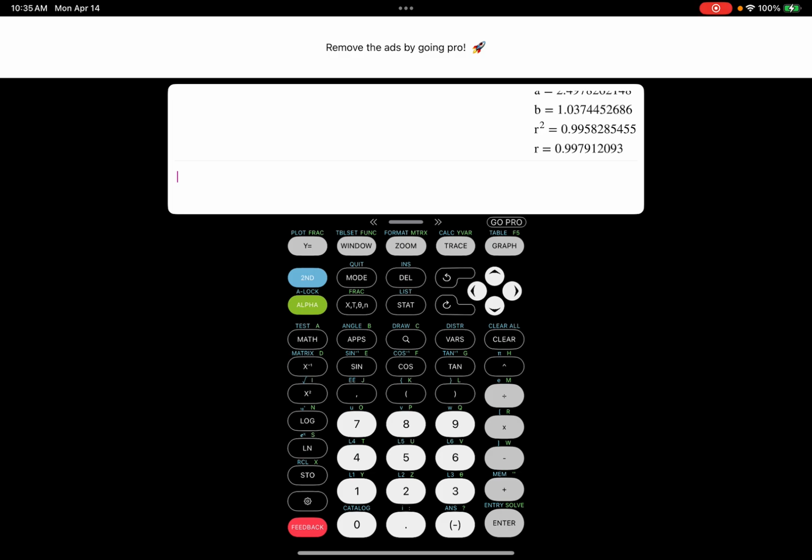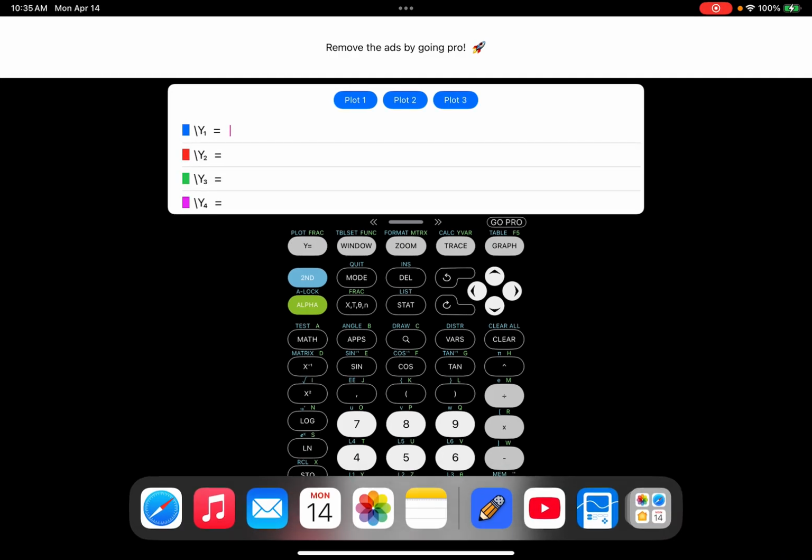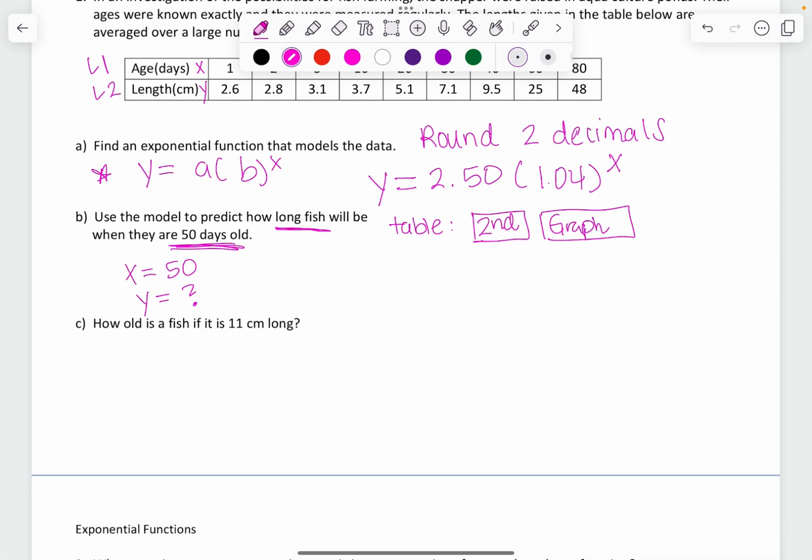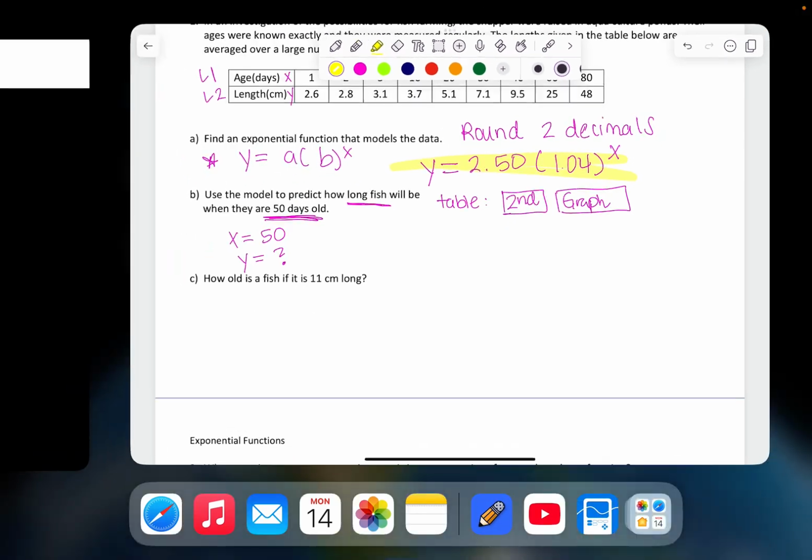So let's go to y equals, well, before I can do second graph, I need to make sure I put this in my calculator. Okay, so I'm going to put this in y1. So this is going to go in y1. So let's go in there.